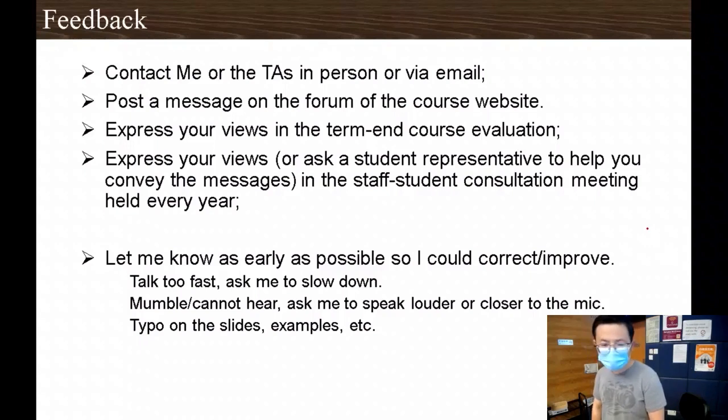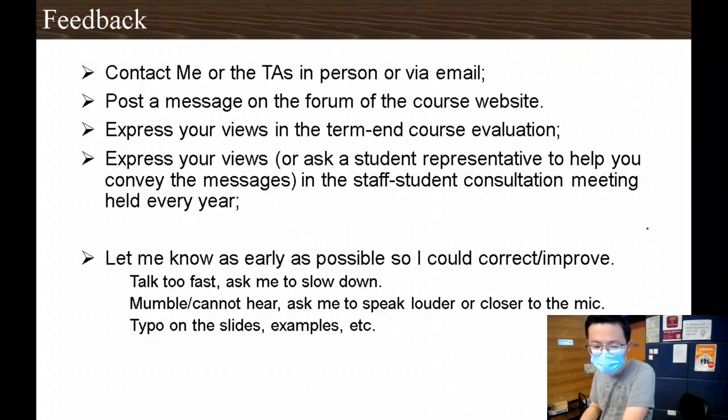And what I want to emphasize is that please let me know as early as possible if you find anything confusing or anything that I did wrong, so I can correct them or improve. For example, I might talk too fast. If that's the case, please ask me to slow down, saying sorry, that I really didn't catch that.